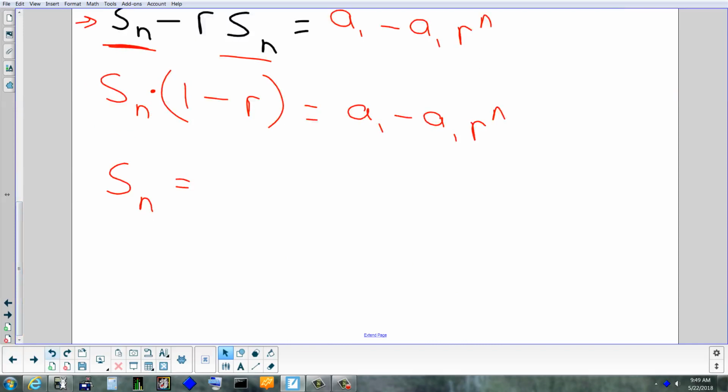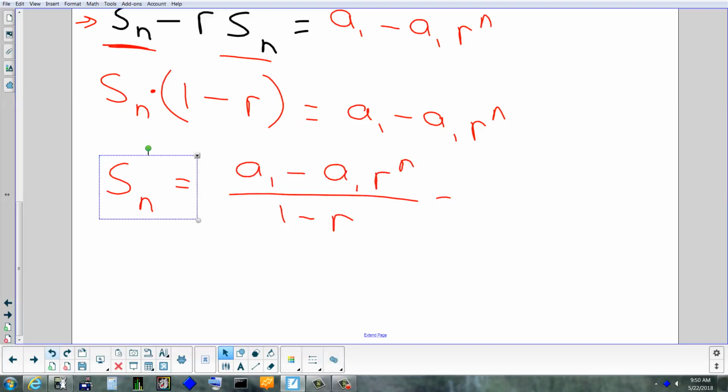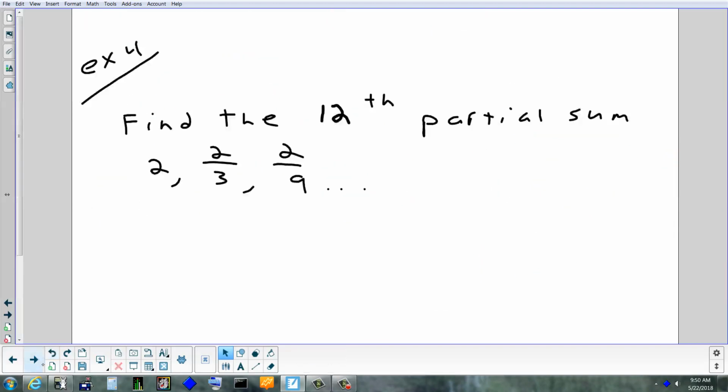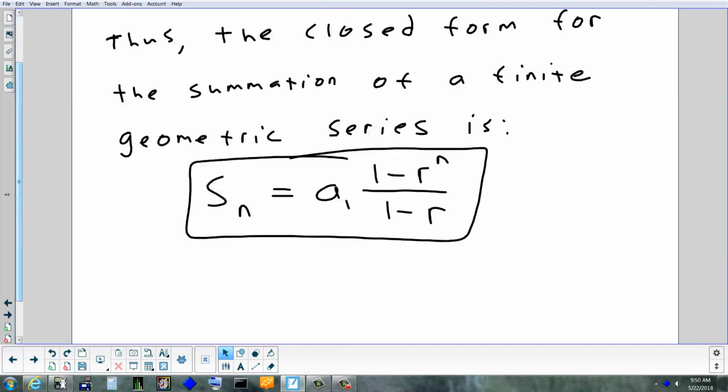What does that mean? I have a formula to add up the first n numbers in a geometric sequence. It's a sub 1 minus a sub 1 r to the n all over 1 minus r. Or a little bit neater way, if you factor out the a sub 1, it's a sub 1 factor it out of the top, you're left with a sub 1 times 1 minus r to the n all over 1 minus r. That is the formula for adding up the first n terms in a geometric sequence.